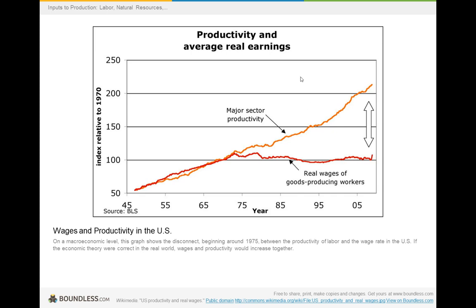But this chart is looking at productivity and average real earnings. And so this is on a macroeconomic level. Starting in the year 1975, the relationship between the productivity of labor and the wage rate in the United States. And so this is an index of the productivity, and this is the productivity compared to real earnings, and this of course would be the year. So this goes actually all the way back to 1945, but we start to see a disconnect here in 1975. And so these are the real wages of goods being produced, and this is the major sector of productivity.